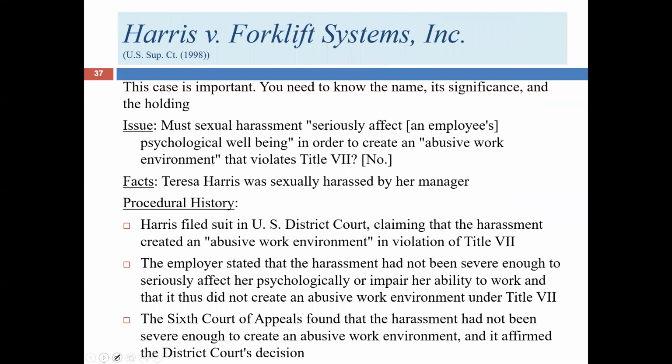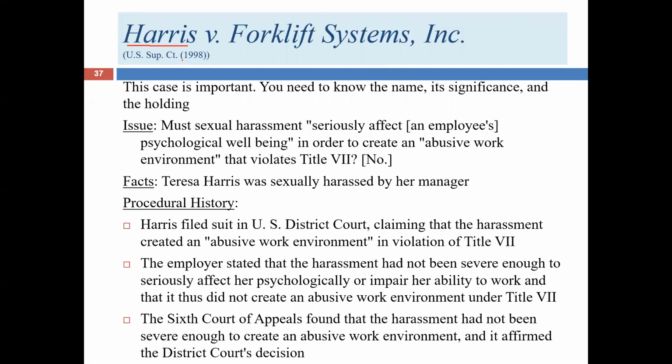Now we've gotten to our second case. We talked about Meritor Savings. Now we're up to Harris. I know we had the Schmitz case, but that one was just to give you an example. That's not an important case. But this is an important case. And usually people call this case Harris.